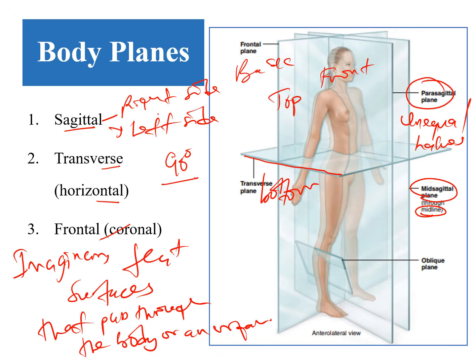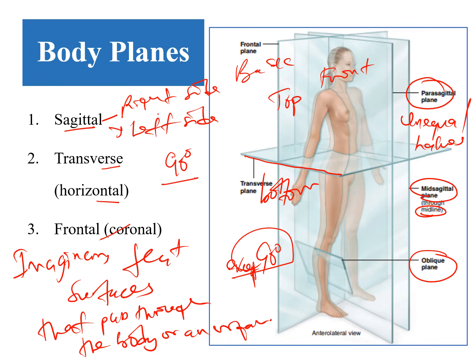However, there is another type of body plane known as the oblique plane. The oblique plane is that plane that divides or cuts through a part of the body at any angle other than 90 degrees. Any angle except 90 degrees, and we call that an oblique plane.